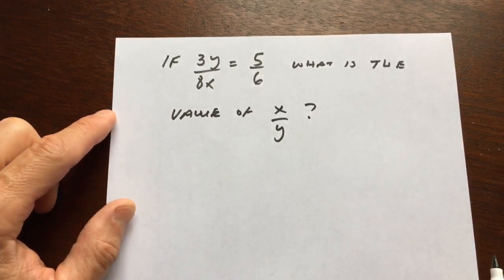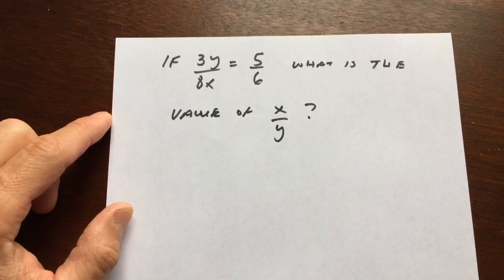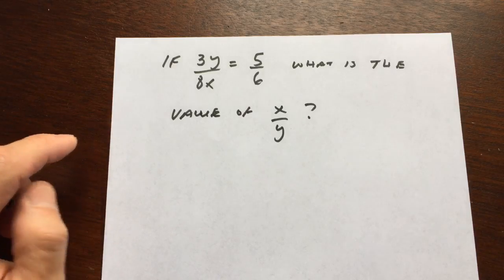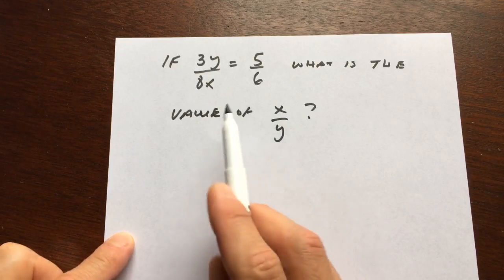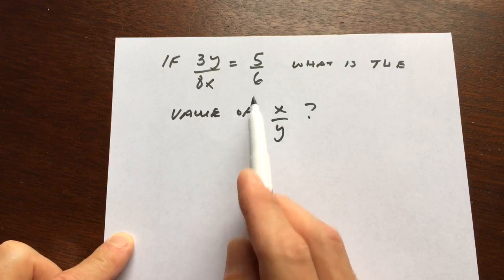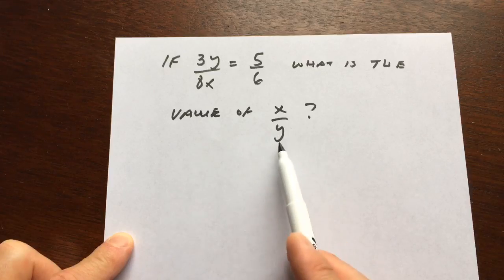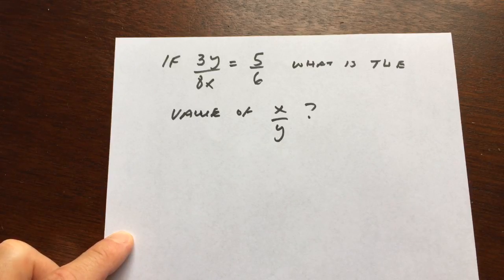So what do you think? How would you solve this problem? See if you can do it on your own, and see what you get for an answer, and then feel free to jump in here. What do you think we should do to solve this one? This is basically just an equation that they're giving us. They're telling us 3y over 8x equals 5/6, and they're asking us what's the value of x divided by y. Any ideas?